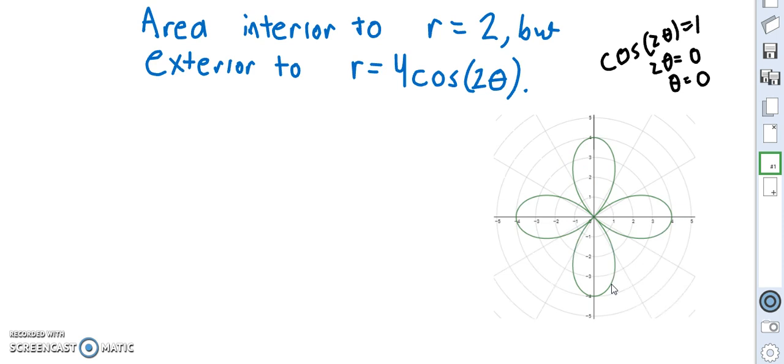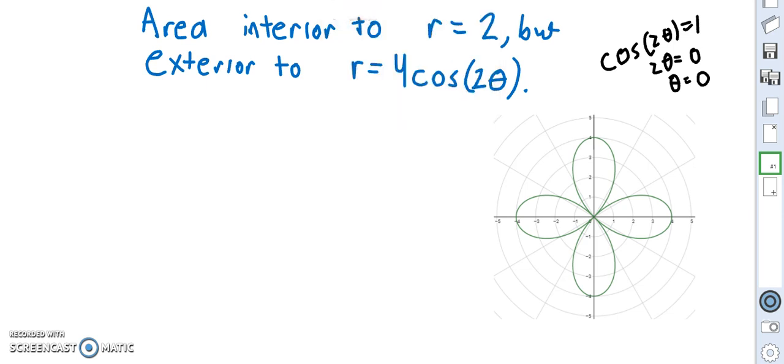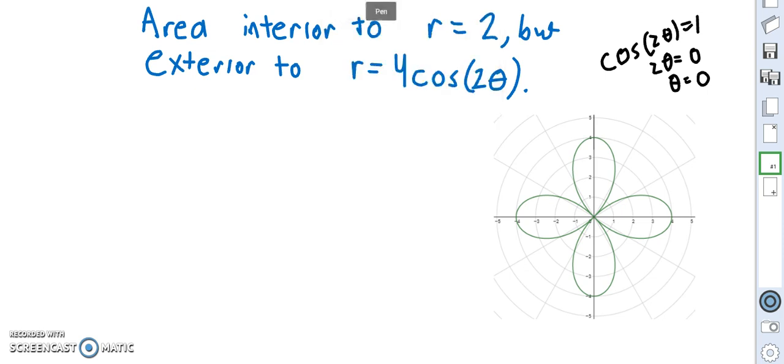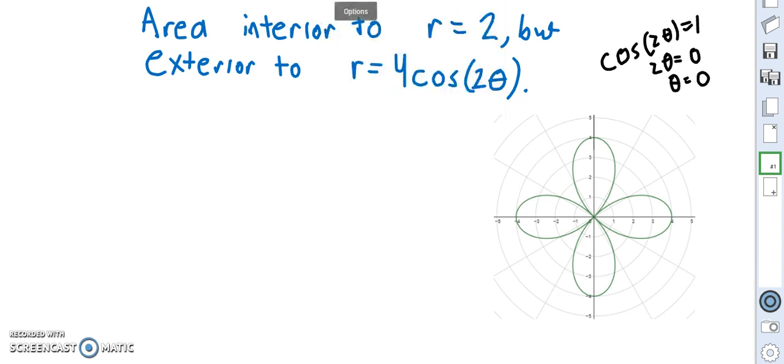I know that's not a perfect graph, but cut me a break. I don't want to take multiple takes. And the other graph I need to do is r equals 2. r equals 2 is just going to be a circle with a radius of 2. So it's going to look like that.